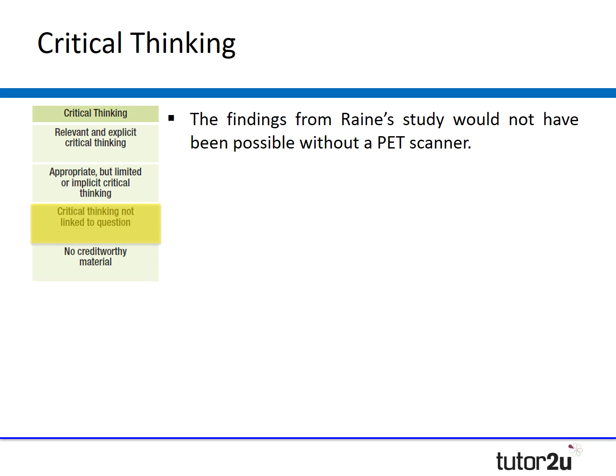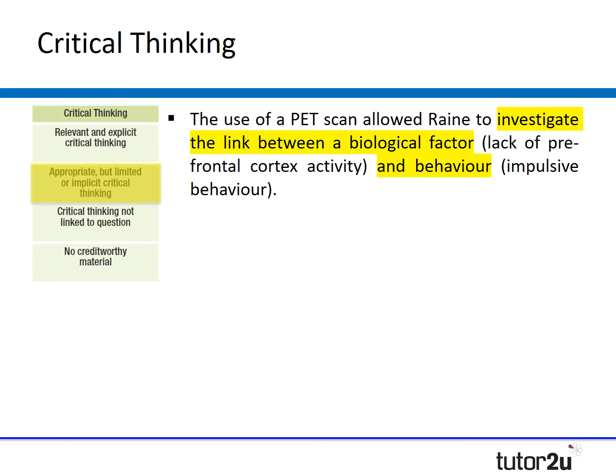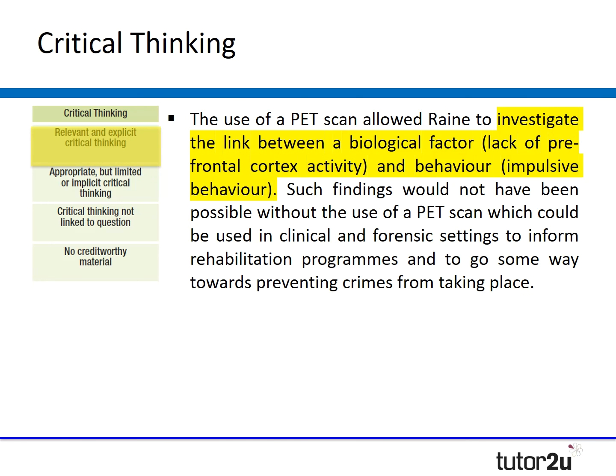If we wanted to improve that, okay, we could say the use of a PET scan actually allowed Raine to investigate the link between a biological factor, lack of prefrontal cortex activity, and behaviour. Okay, that still isn't the best answer because we've still not said, well, why is that so good? What is so relevant about him investigating that link? So we now need to take that even further. Okay, and therefore such studies would not have been possible without a PET scanner, which could be used for clinical and forensic settings to inform rehabilitation programs and go to some way preventing crimes that could take place, okay?